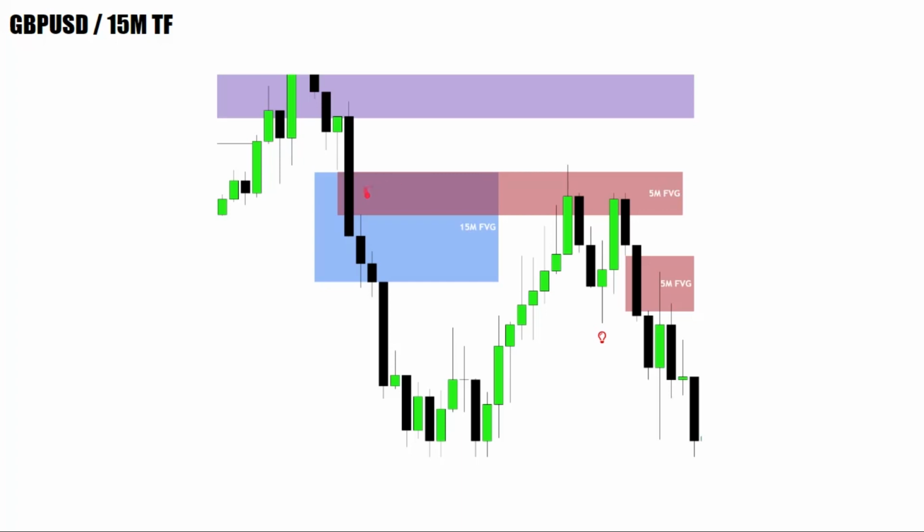So this is a 5-minute fair value gap which formed within the 15-minute range. Bearing in mind, this is the equilibrium or the consequent encroachment of the 15-minute fair value gap, so anything above the 50% level is premium. So as soon as price hits the 15-minute fair value gap, you could have gone short.